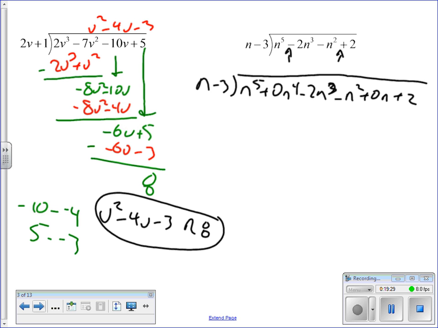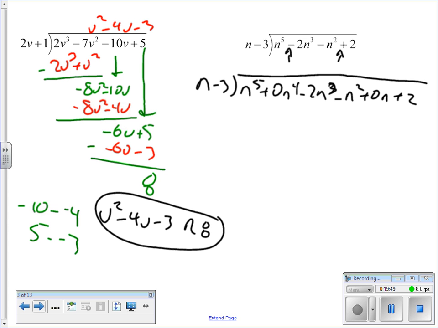Okay. You must have every power represented. If it's not there in the original problem, you have to have a 0 of that variable to that power. Now you can do your long division. You can have a bigger answer, but you have to have them represented or it doesn't work. Okay?